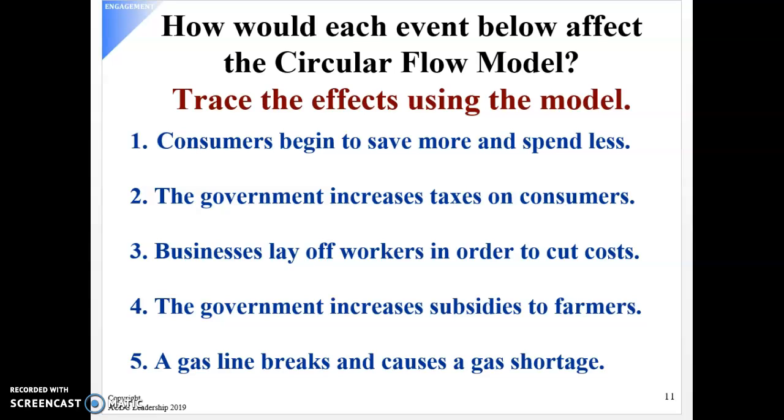Same thing with the government. If they're increasing taxes on a consumer, what is that going to do? What are the consumers going to have less of? And then how is that going to have an effect? Same thing with businesses laying off workers. The government increasing subsidies to farmers. Careful, that's not necessarily going to be in the same spot you might expect. And then if we have a gas line that breaks and causes a gas shortage, see if you can go ahead and go through all of these pieces and use the circular flow model to explain everything. Stop this video now.